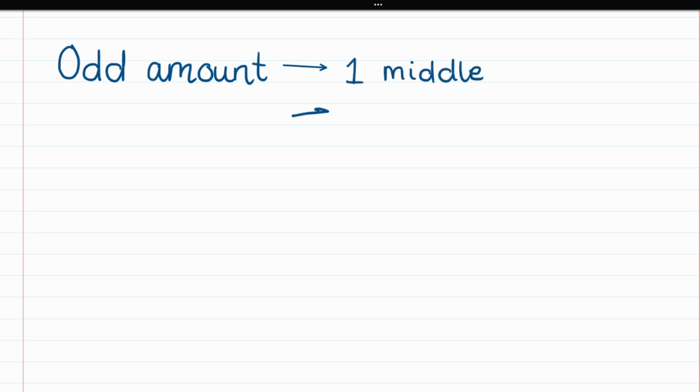Pro tip though, if you are given a data set with an odd amount of numbers, like in our first example where we had 9 numbers, you will always end up with only one number in the middle, so no need to do a calculation.